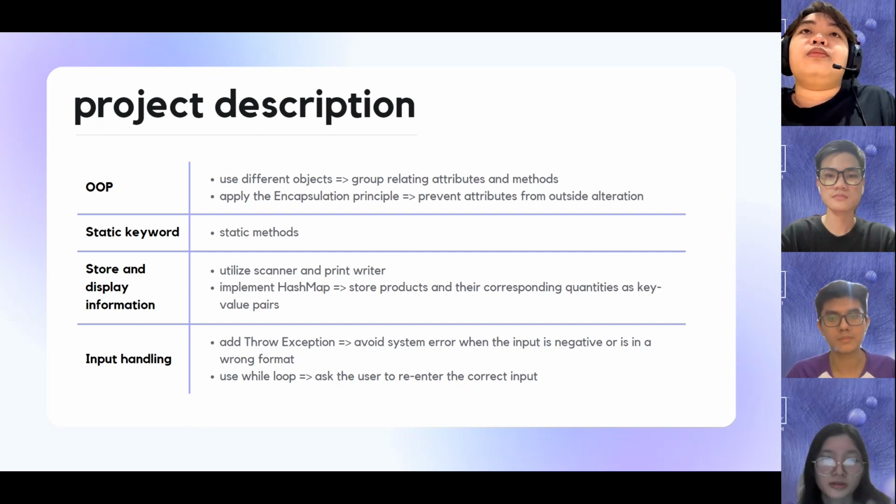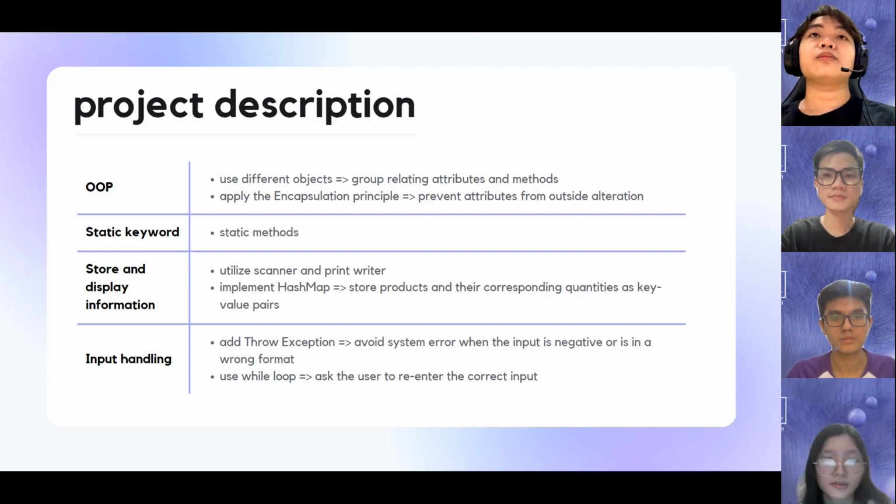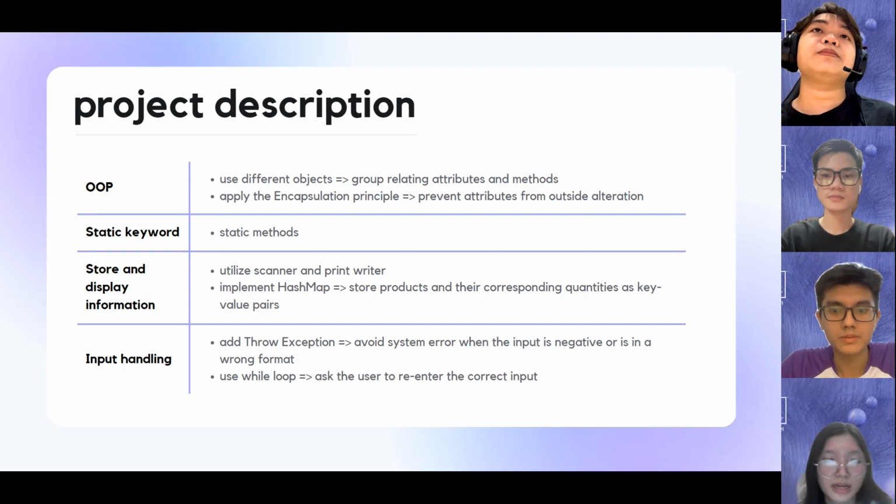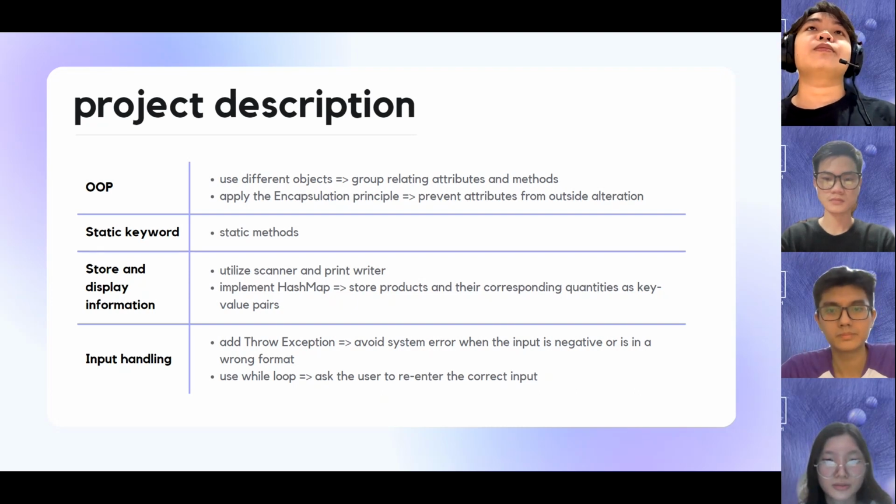Furthermore, as the project requires extensive storing and displaying of information, we utilize the Scanner and Writer while creating methods that generate and display customer, products, and orders. Furthermore, we implement a HashMap to store products and their corresponding quantities as key-value pairs to efficiently search items and add quantity. Lastly, in terms of input handling, we throw exceptions in case the input is negative or in the wrong format, along with while loops for the user to re-enter the correct input.